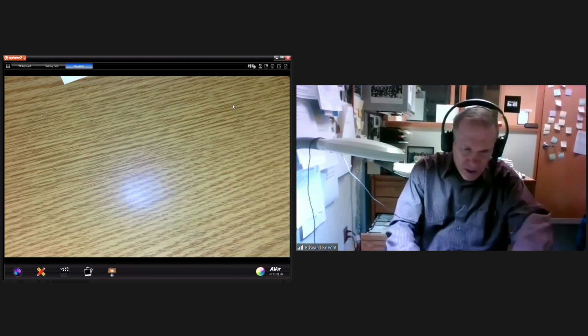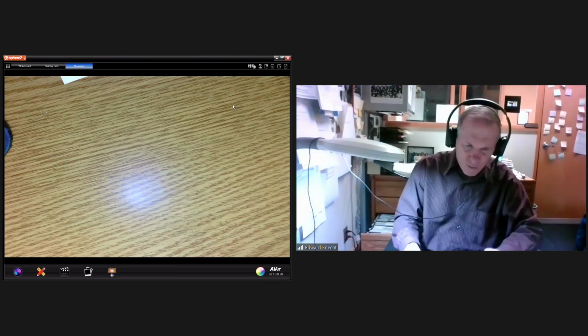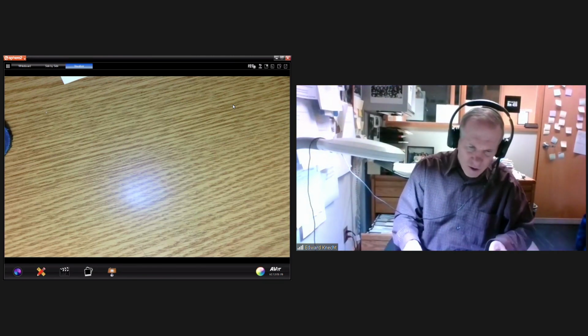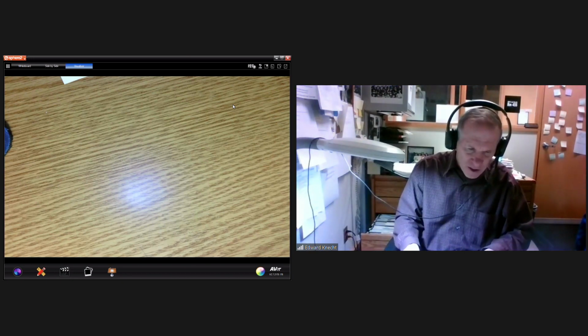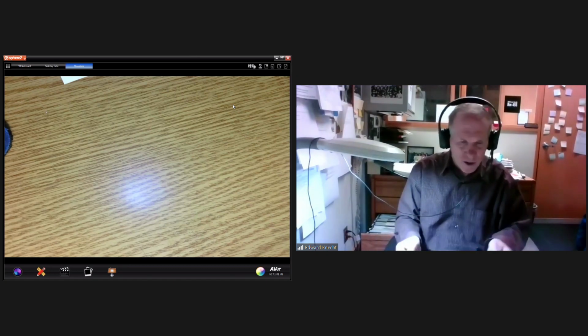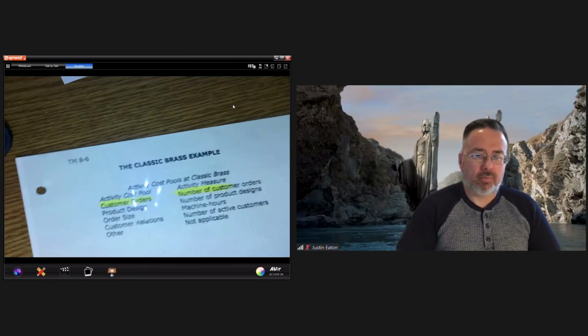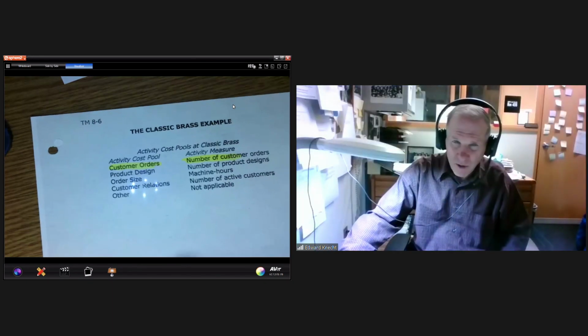Now we're going to look at the example. I think they had this one in this edition. If not, it was in the previous edition. Do they have an example called the classic brass example in the chapter there? Yes, it was. Okay, so this one is probably in there.